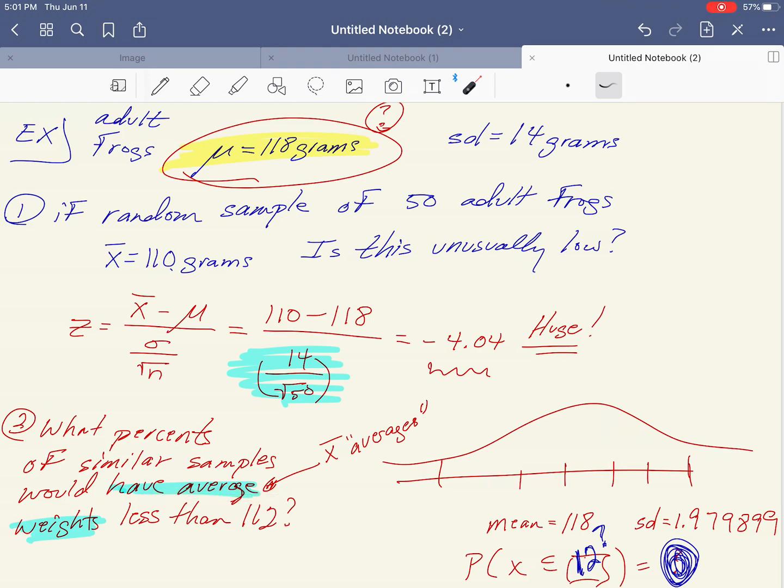And the key word is average. You will have problems that try to trick you. And they will say, what's the probability of an individual frog being less than 112? Try that yourself. Try finding the probability of an individual frog being less than 112 using 14 grams, and you will notice that it's actually quite likely, because individuals can jump around much more than an average for an entire group.